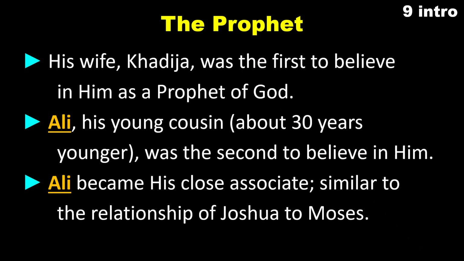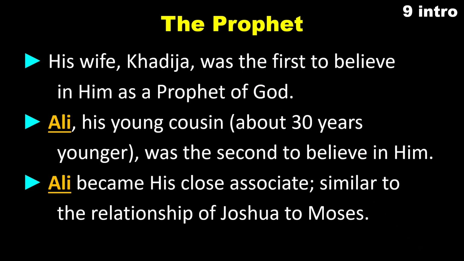Muhammad's wife, Khadijah, was the first to believe in him as a prophet of God. Ali, his young cousin, who was about 30 years younger than Muhammad, was the second to believe in him. Muhammad was about 40 years old when he received his revelation from God that he was a prophet sent to educate the Arabic people. Ali was about 10 years old at the time.